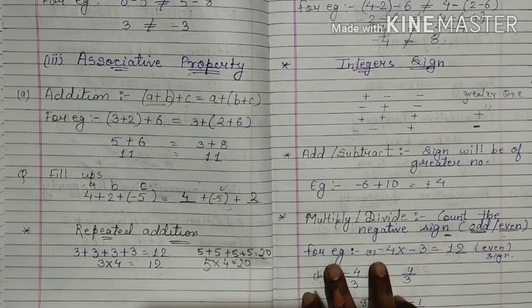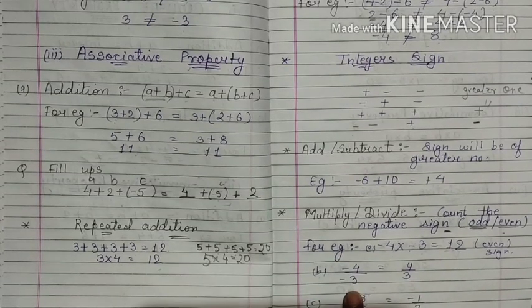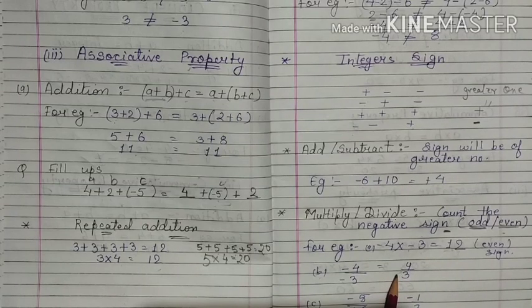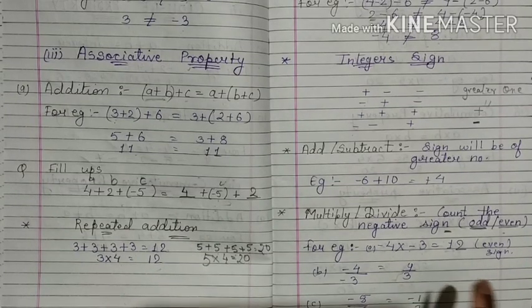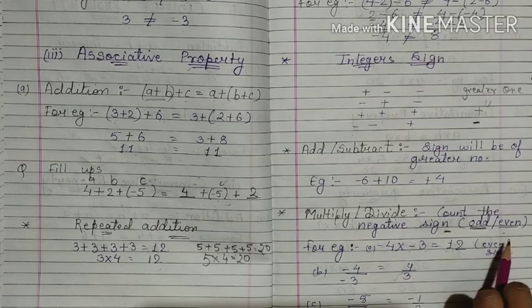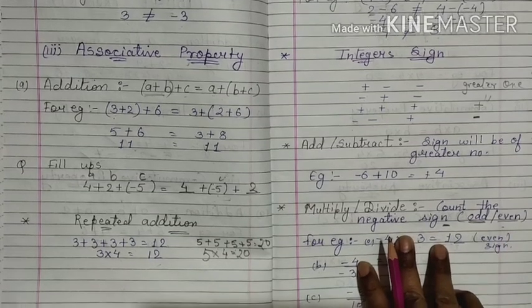B. Minus 4 by minus 3. We are doing division. Then minus minus, there are 2. We do not write the minus sign. So from here we can say that in odd we will always write the minus sign, and in even we don't write the minus sign.